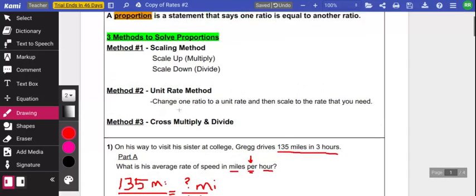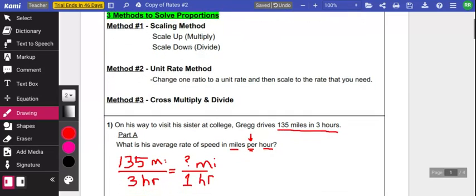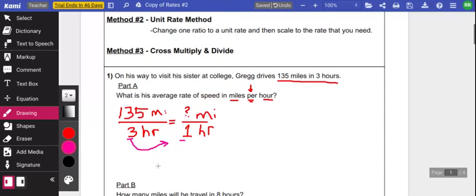Okay, so to solve this proportion, let's first talk about method number 1, the scaling method, where I scale up or scale down. Okay, so since I know both of these bottom numbers, I know 3 and I know 1, I don't know this top number. That's what I'm looking for. So I'm going to ask myself, how did I get from 3 to 1? Well, I need to divide, right? I need to divide by what? 3 divided by what gets me 1? Well, 3 divided by 3, right? If I take 3 and divide by 3, I get 1.